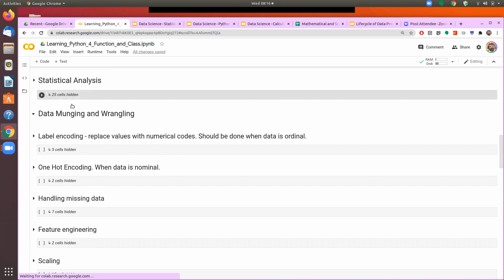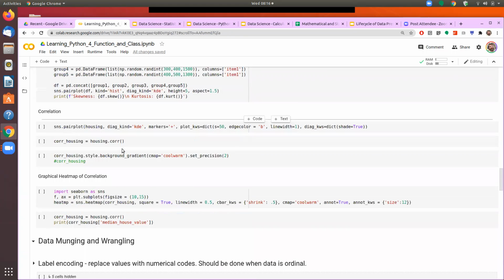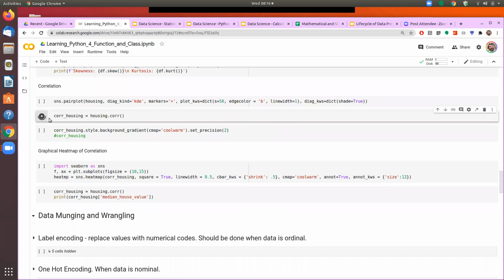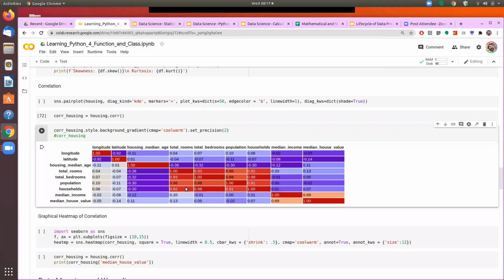So this must have been in the statistical analysis. We come to correlation. Okay. So here we were computing the correlation. And then we were, yeah. So if you see what were the fields dropped, it was longitude. Longitude has a very high correlation, close to 1, with latitude. So that was dropped first. Then it dropped total rooms.